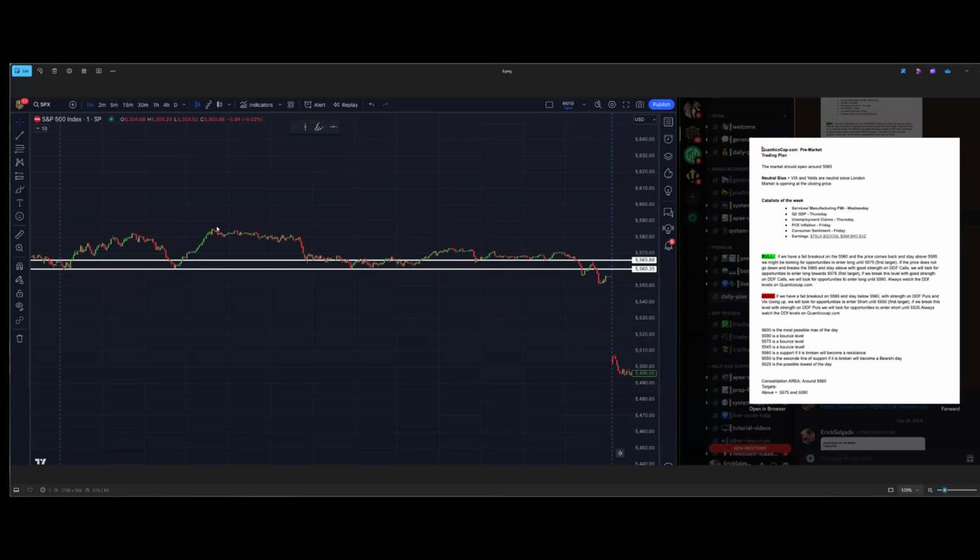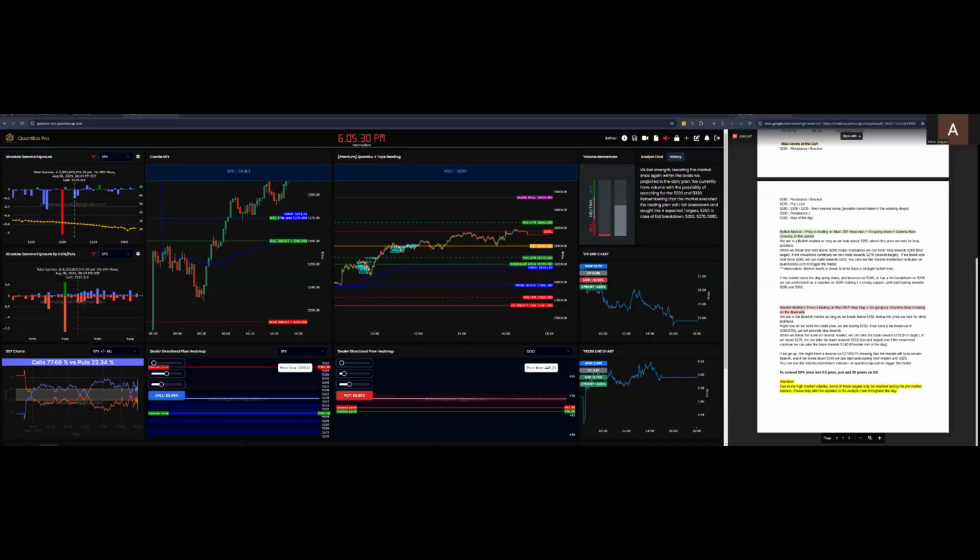Now let's go into our last scenario. Let's go through today's trading plan. So you can see right here, I have the trading plan for today, and this is the actual market for today. Let's go through the trading plan.